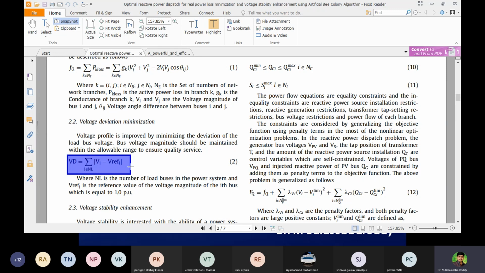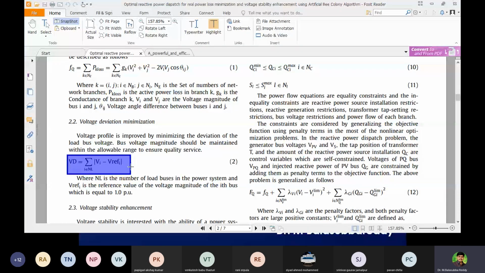Rated is in terms of per unit. If you convert, I can represent it as 1 per unit. 1 per unit is the reference, and the deviation is whatever the actual value is there, and the difference will give us the deviation, nothing more than that. Preferably there is an allowable plus or minus 10% or plus or minus 5%, you can take it.